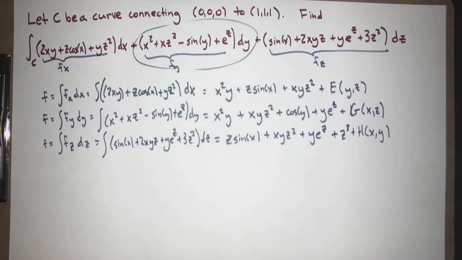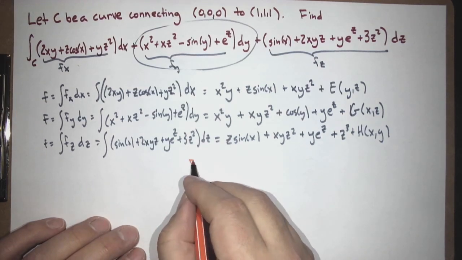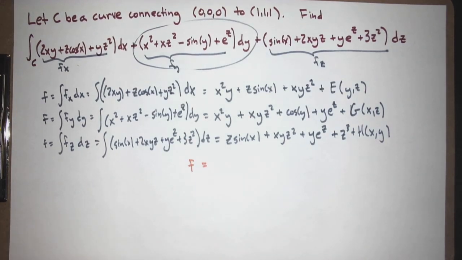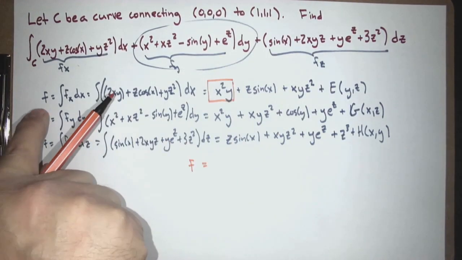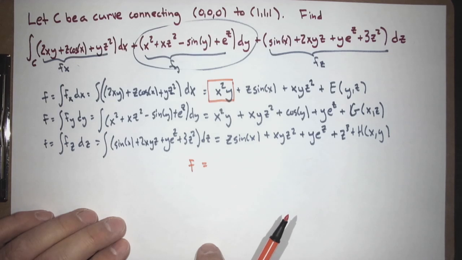Okay, so at this stage we're going to check for consistency, and then we'll piece it all together. That's what I just want to spend some time on. How do you check for consistency? Well, you look at anything that has multiple variables in the same term. Here is a place where I see both x and y when I integrate with respect to x. So what am I looking for?